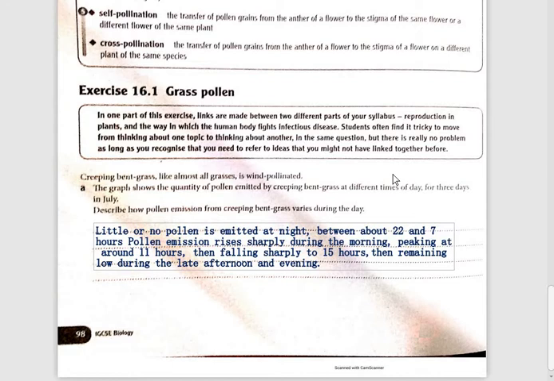Let's read the question together so that you can have a good understanding. In one part of this exercise, links are made between two different parts of the syllabus: reproduction in plants and the way in which the human body fights infectious disease. Students often find it tricky to move from thinking about one topic to thinking about another in the same question, but there's really no problem as long as you recognize that you need to refer to ideas that you might not have linked together before.